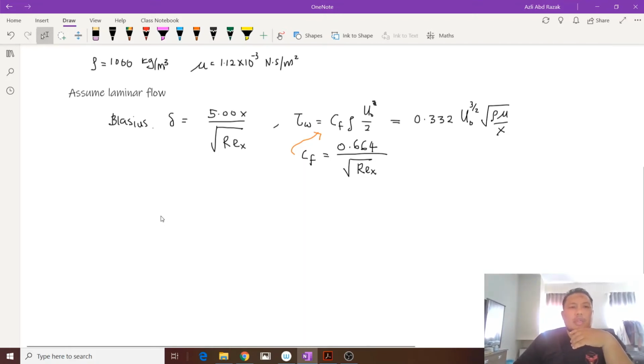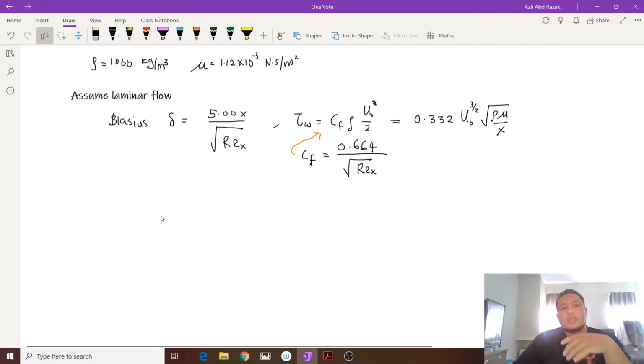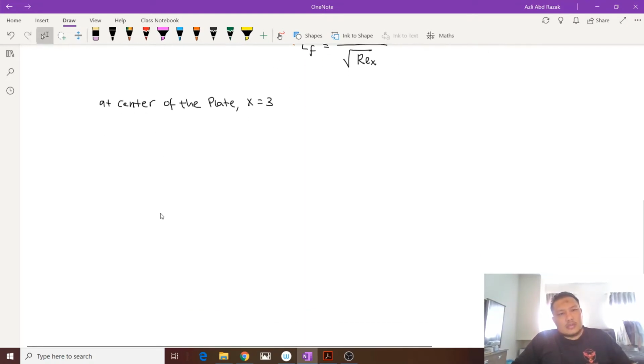Okay, so from here we have these two equations. We know these two equations already, and now we can solve this problem. First I try to solve at the center of the plate, which is x equal to 3. At x equal to 3, we just substitute because we already know the delta.